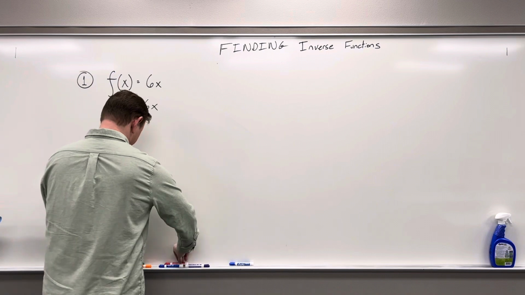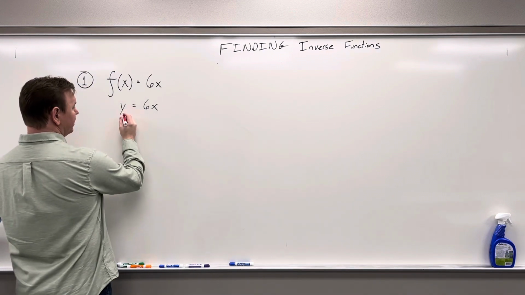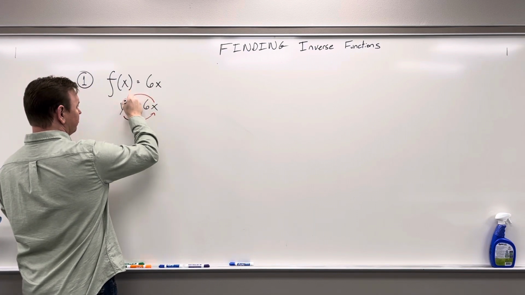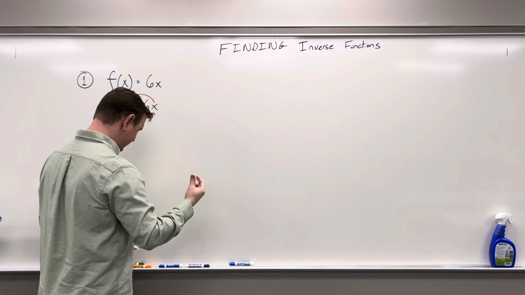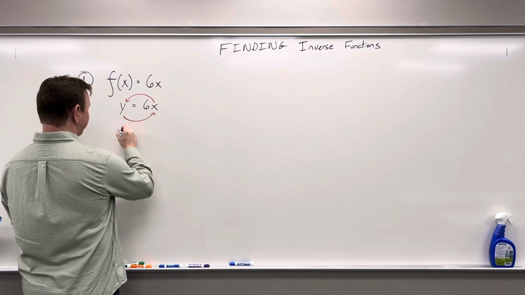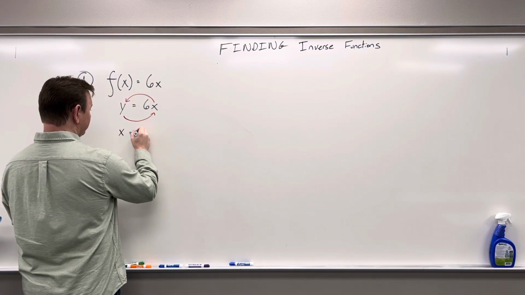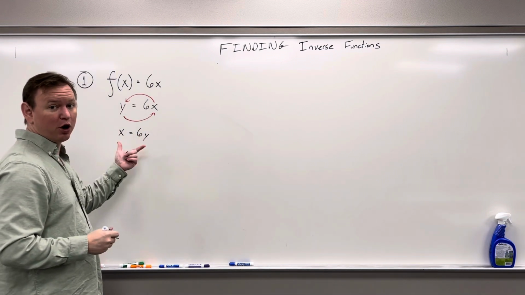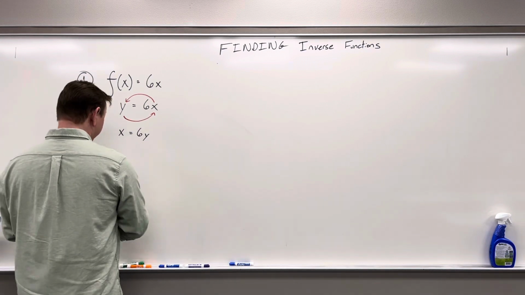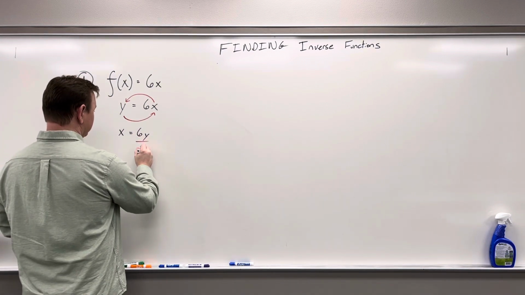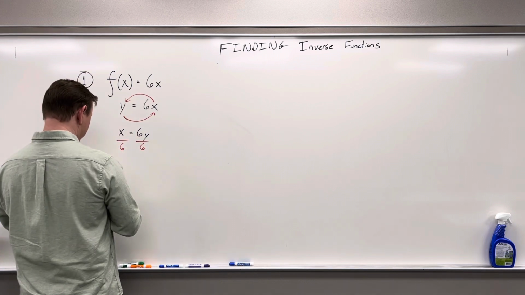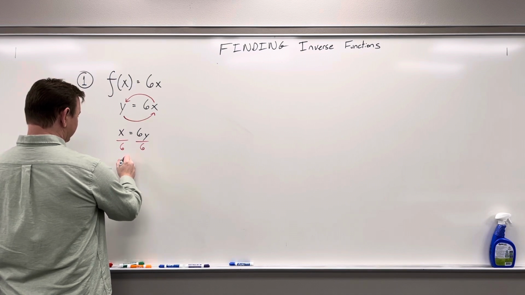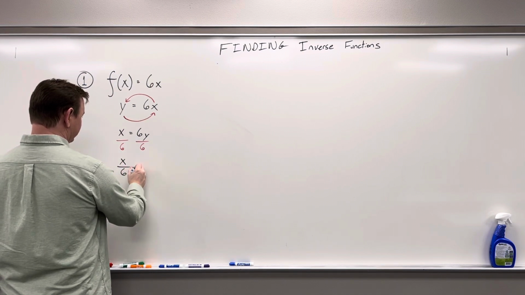So we take what was y will now be x, and what was x will now be y. We just switch places. So now we have x equals 6y, right? And now we solve, and we go back to solving for y. So we would divide both sides by 6. And so now you have x over 6 equals y.